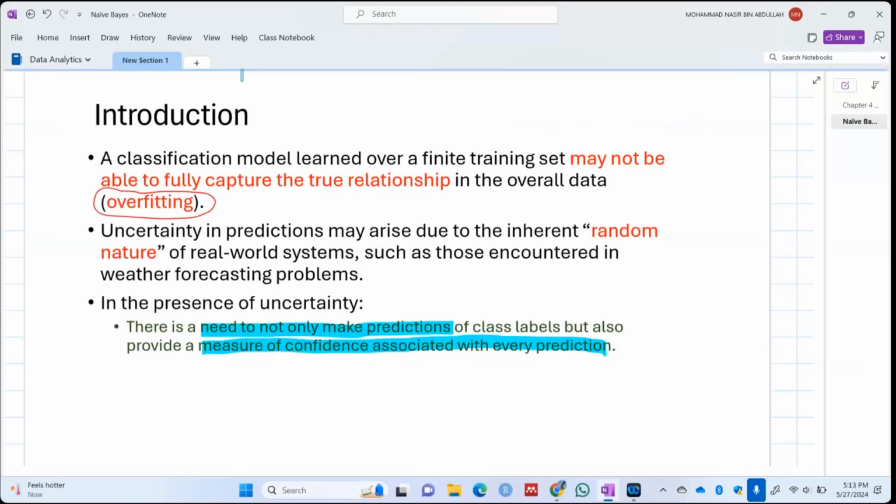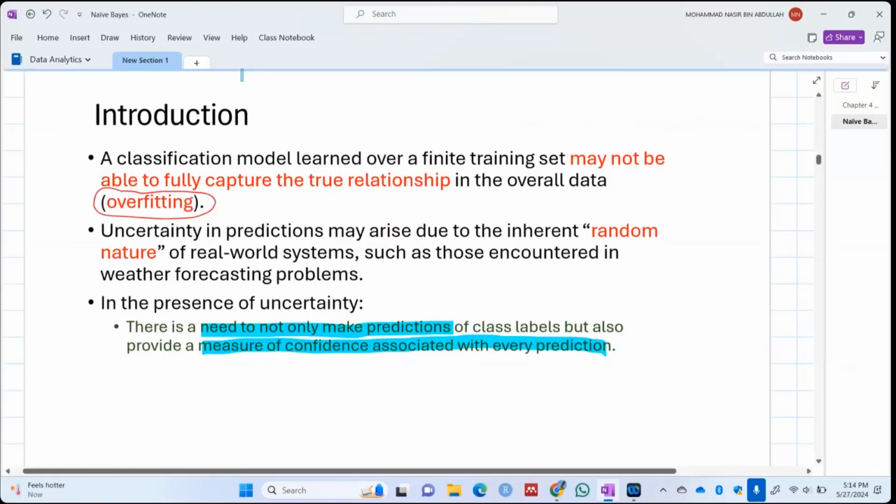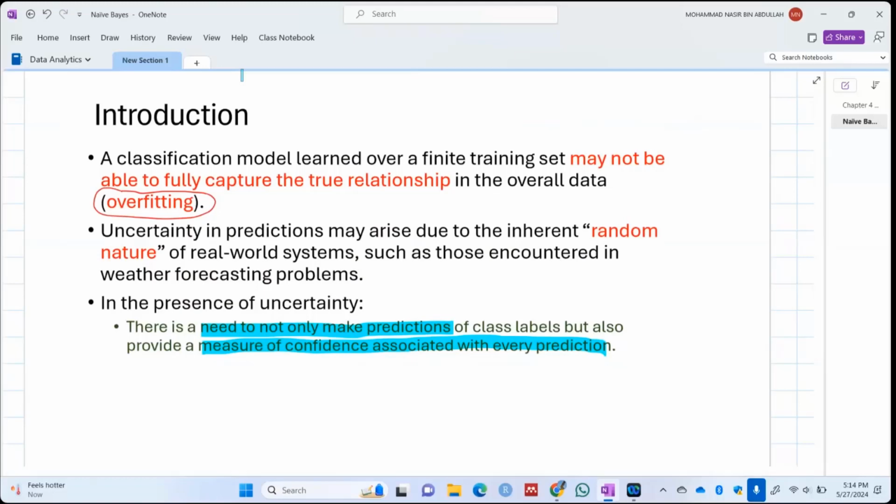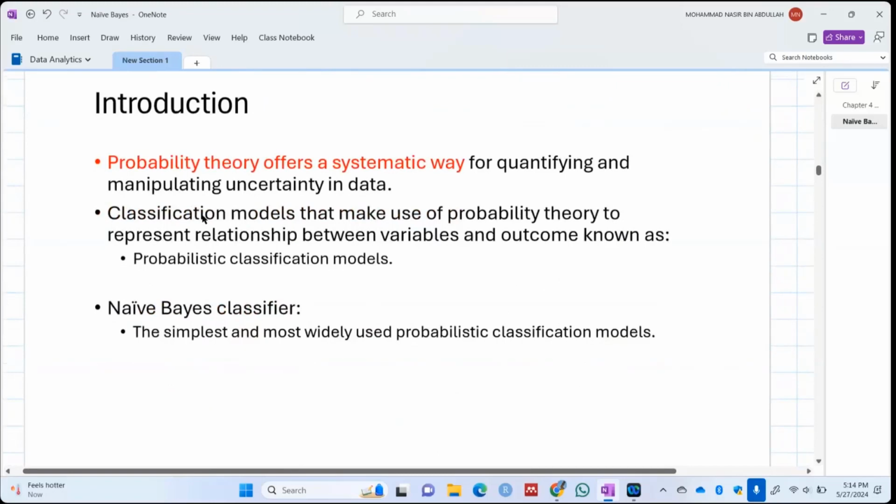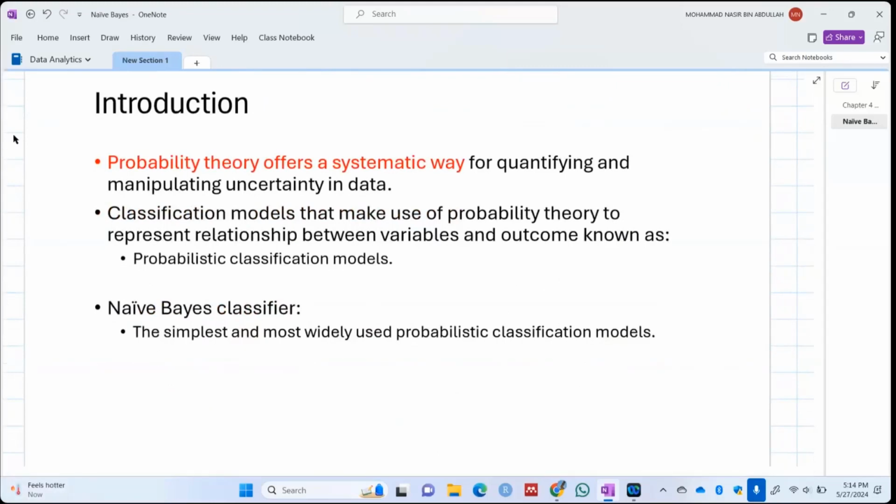I think I already mentioned this in the previous topic, logistic regression. When you have performed a model, you need to measure the confusion matrix, meaning the predicted value versus the outcome value. From there, we can calculate the accuracy, sensitivity, specificity, and F measure. So this is what we want to focus on in this topic, which is probability theory.